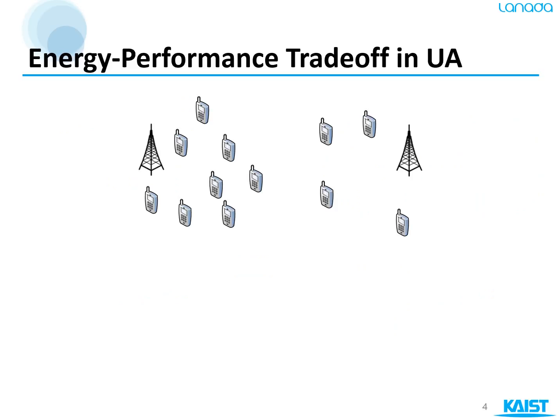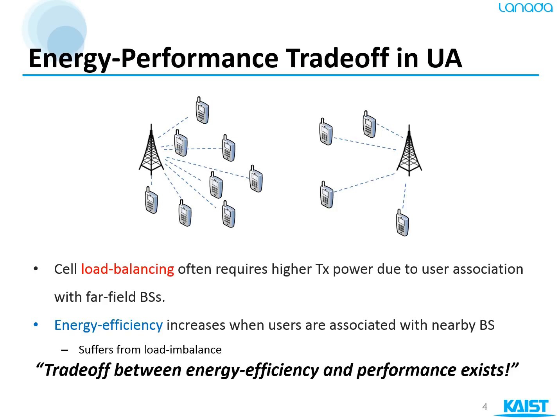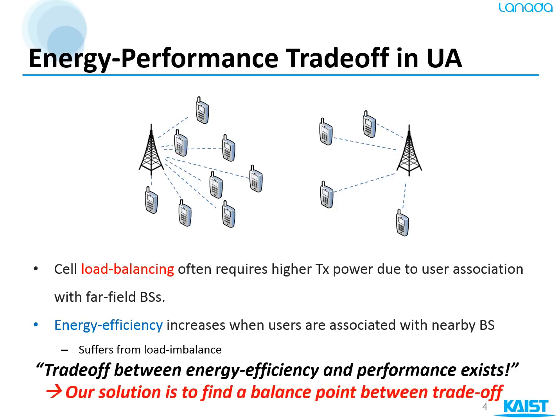Moreover, there exists an energy performance trade-off in user association. When we consider cell load balancing, it often requires a higher transmission power due to the user association with far-field base stations. However, when we consider energy efficiency, then the load between base stations may be imbalanced. We can clearly know that there is a certain kind of trade-off between energy efficiency and performance, and our solution is to find the balance point between those trade-off points.